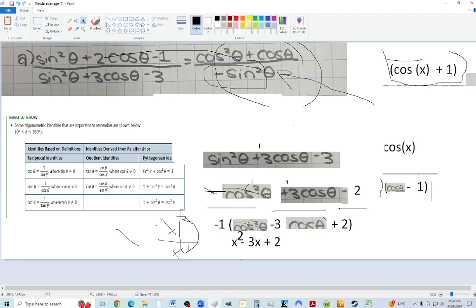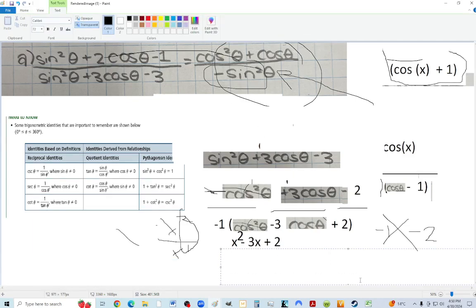So x squared minus 3x plus 2. Well, that's factorable. What multiplies up to plus 2 but adds up to minus 3? Those are the factors -1 and -2. So that means x squared minus 3x plus 2 can be factored to x minus 1, x minus 2. And then we're going to replace that x with the cos. We're going to bring the cos back.